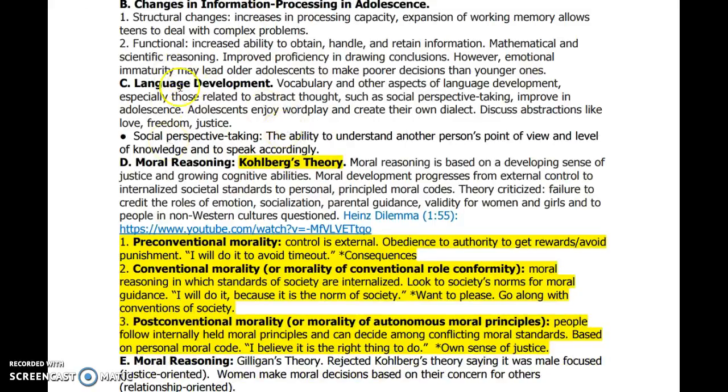All right, read through the language development area. It's going to talk about how teens are able to engage more in social perspective taking, which allows more empathy, allows more compassion in the teen years.